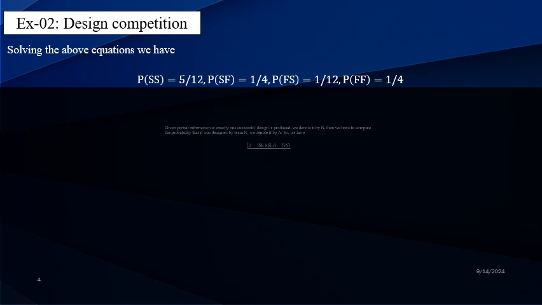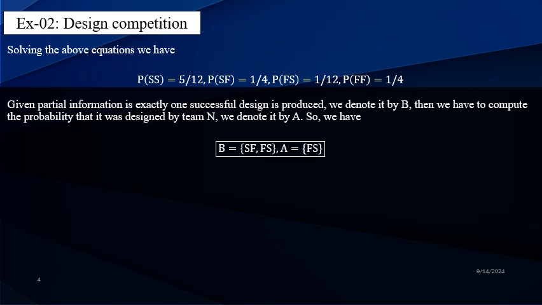Now we will try to come up with the events of interest. Those were the events for the information given, in order to utilize those. Now we are coming to find the events of information which help to compute the conditional probability. So what are the events of information? First, you can say it is talking about exactly one successful design being produced.